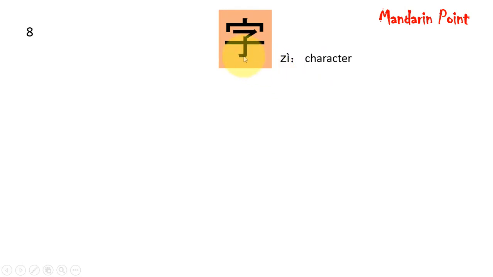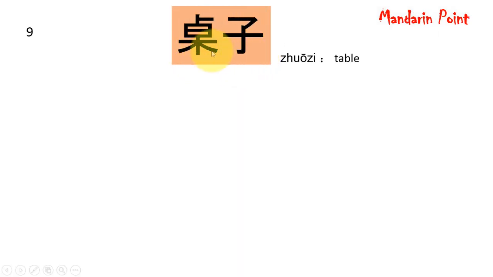Z character. We just have decomposed. At the top of it we have this mian, which means roof, while under it it is z, which means child or seed. Zhozi, table. On left side once again we have this zhou, which means table. This is z, which have one meaning of child or seed, and the other is it is used for noun suffix. So this zhou can further be decomposed.